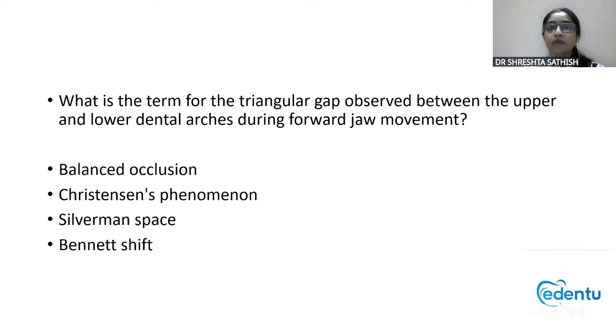What is the term for the triangular gap observed between the upper and lower dental arches during forward jaw movement?